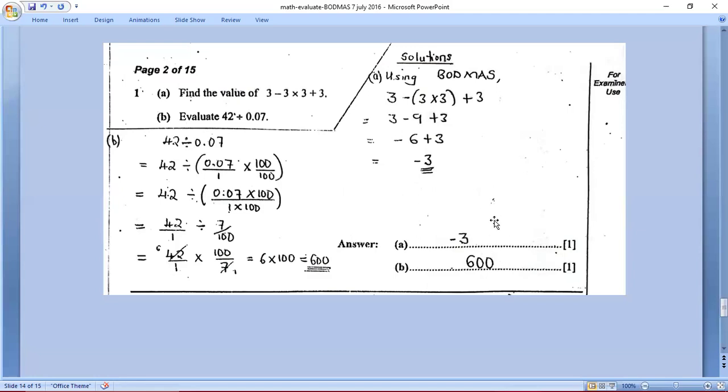We've come to the end of this question, and we get 1 mark for each of these questions. This is how we express and present our answers.